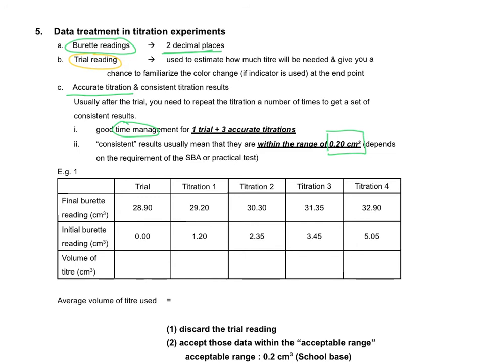Now let us look at example 1. In the trial titration, the initial burette reading is 0.00 cm³, and when the indicator changes color, the final burette reading is 28.90 cm³. So the volume of titrant required for the trial titration is equal to the final burette reading minus the initial burette reading. And then we can work out the volume of titrant for titration 1, titration 2, and so on.